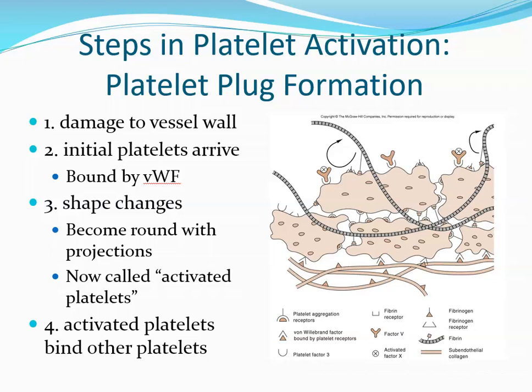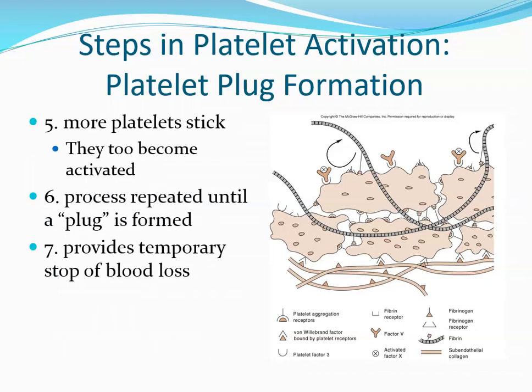The first step is the formation of a platelet plug. So again, to recap, the blood vessel wall was damaged and damaged the endothelial lining. This exposes the collagen with the von Willebrand's factor. The initial platelets arrive at that site of damage and become bound to the VWF. Once they're bound, their shape changes. They become much rounder with numerous projections. Once this happens, they are referred to as an activated platelet. These activated platelets are now able to bind other activated platelets.